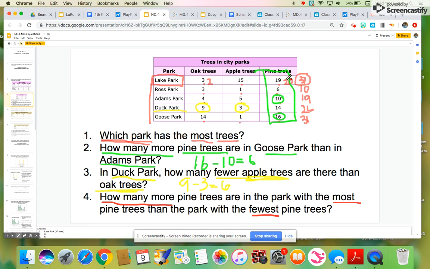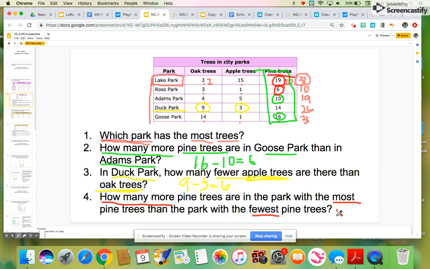All right, so I know I'm looking at pine trees, and I want to compare the park with the most. If I look at all of my numbers here, the park with the most is Lake Park with 19, then the park with the fewest is 6. So I want to compare those two.